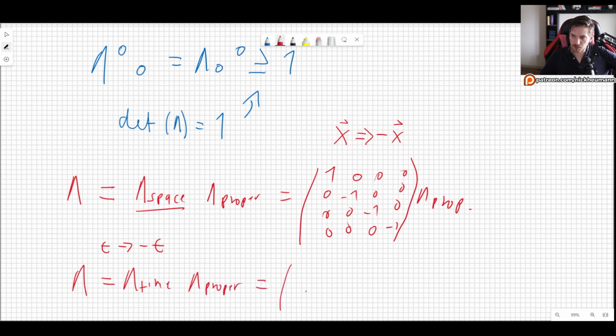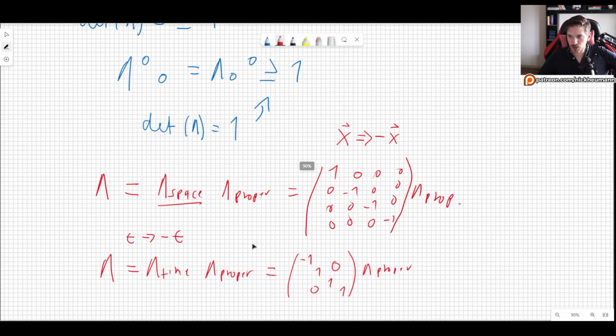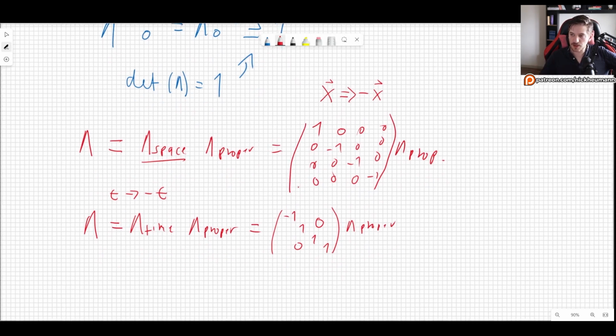So this would be simply minus 1 and then 1, 1, 1 and a bunch of zeros times our lambda proper. In this case, here we would have, of course, that lambda 0, 0 would be minus 1. So you can see that now we are in the other case, and the determinant would end up being minus 1, since the determinant of the product is the determinant of each one of the elements. This has determinant 1, so maybe we write like this. The determinant of that is equal to 1. The determinant of this would be minus 1.